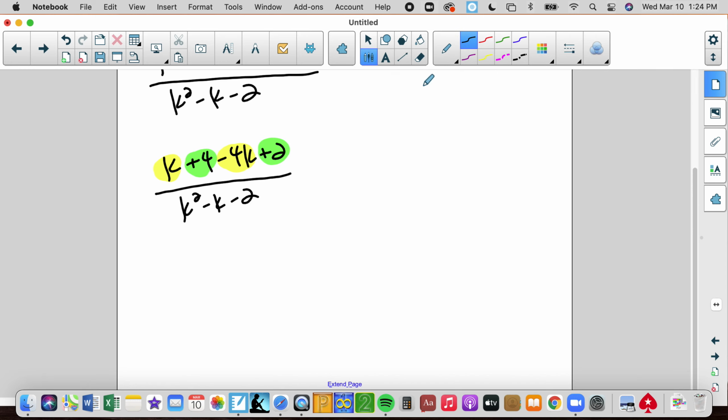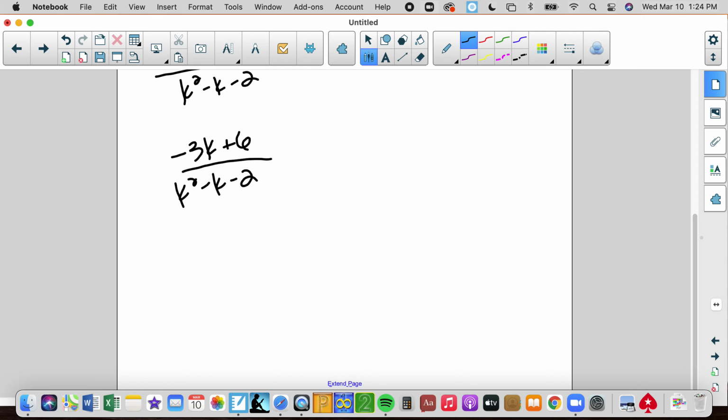And let's see what that leaves us with. That is negative 3k plus 6 over k squared minus k minus 2. So the numerator we can factor out a negative 3, which gives us k minus 2. And now the denominator. So let's do a times c. That's not a binomial square, so we have a times c.